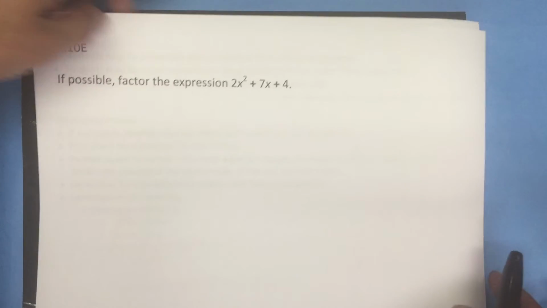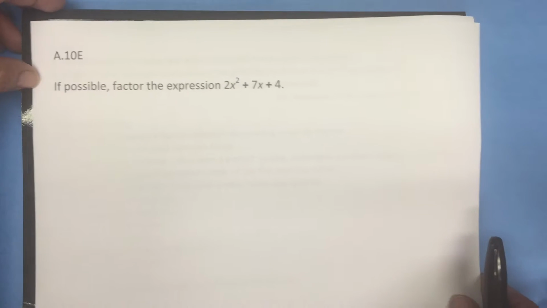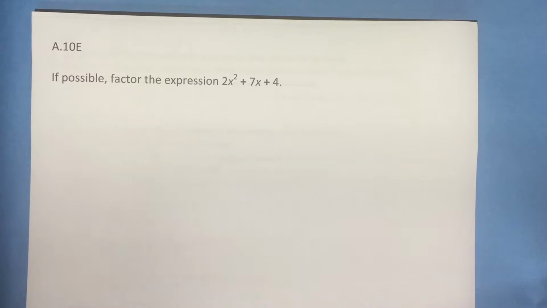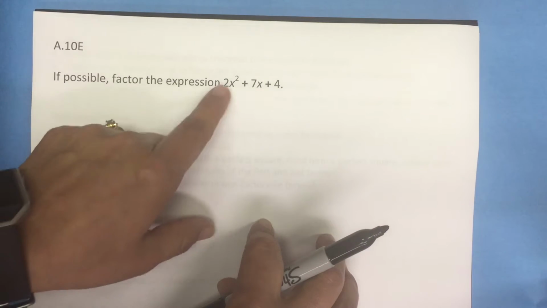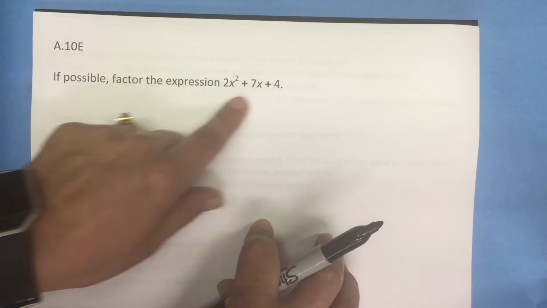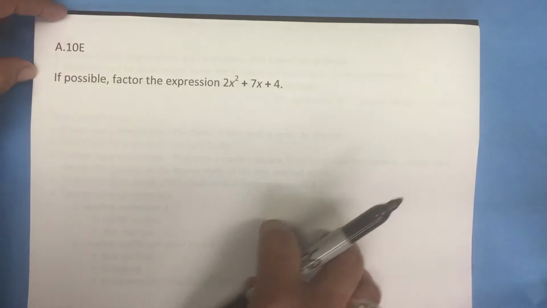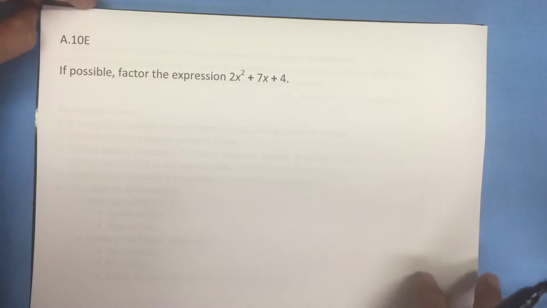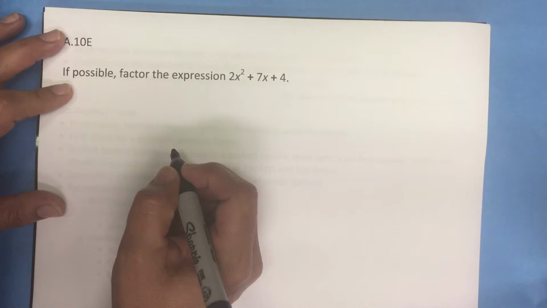So let's look at this example. If possible, factor the expression 2x squared plus 7x plus 4. Well, it is already written in the correct order, so we do not have to rewrite it. There is no greatest common factor here to factor out. It is not a perfect square trinomial, so now we're going to look at it and determine if it can be factored. So a strategy to do that is to create a factor table.